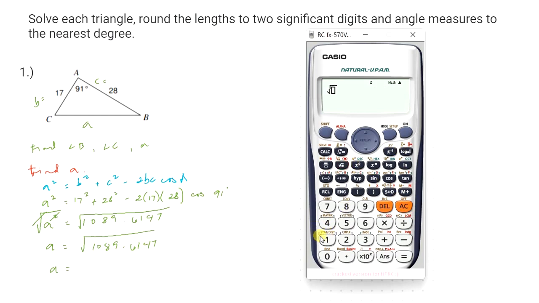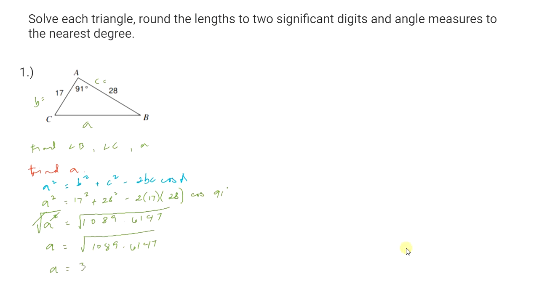So square root 1089.6147, and that is equal to 33.0093. But according to the instruction, your length should be in 2 significant digits. So your A here is equal to 33. So we have here A is equal to 33.